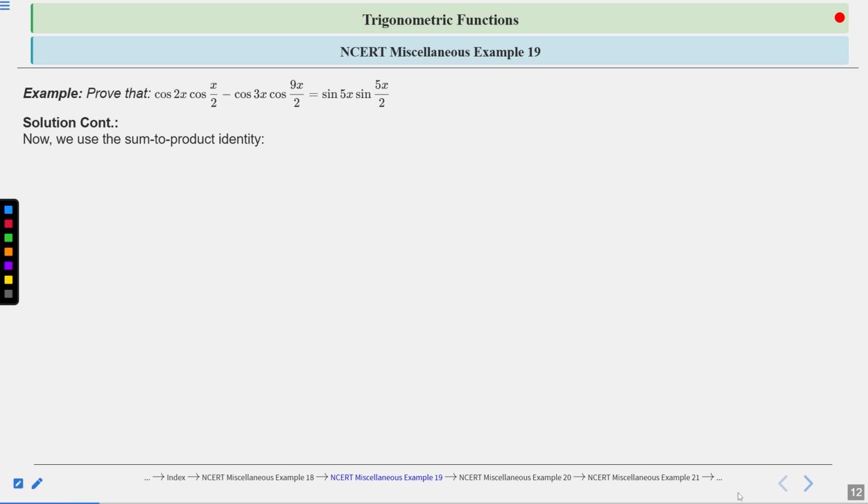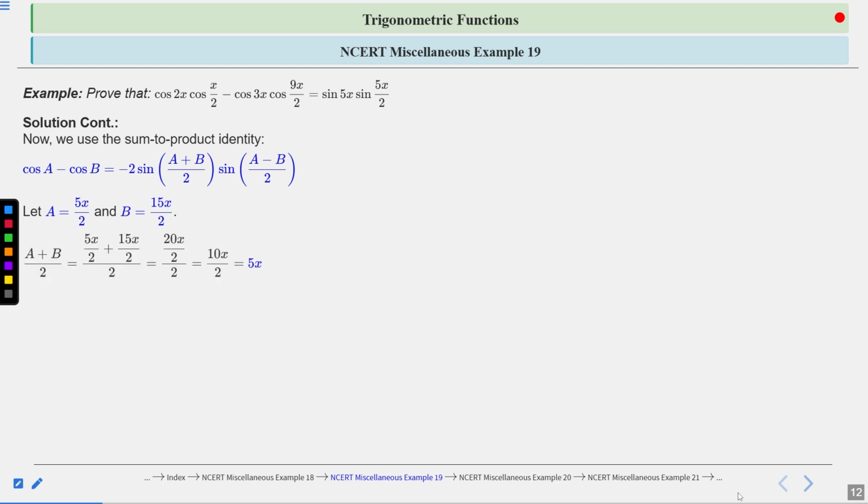Now we use the sum to product identity. Cos A minus cos B is equal to minus 2 sin A plus B by 2 into sin A minus B by 2. Now let A be equal to 5x by 2 and B be equal to 15x by 2. So A plus B by 2 will be equal to 5x by 2 plus 15x by 2, upon 2, which is equal to 20x by 2 upon 2, which is equal to 10x by 2, which is equal to 5x. And A minus B by 2 will be equal to 5x by 2 minus 15x by 2 upon 2, which after simplification will be equal to minus 5x by 2.